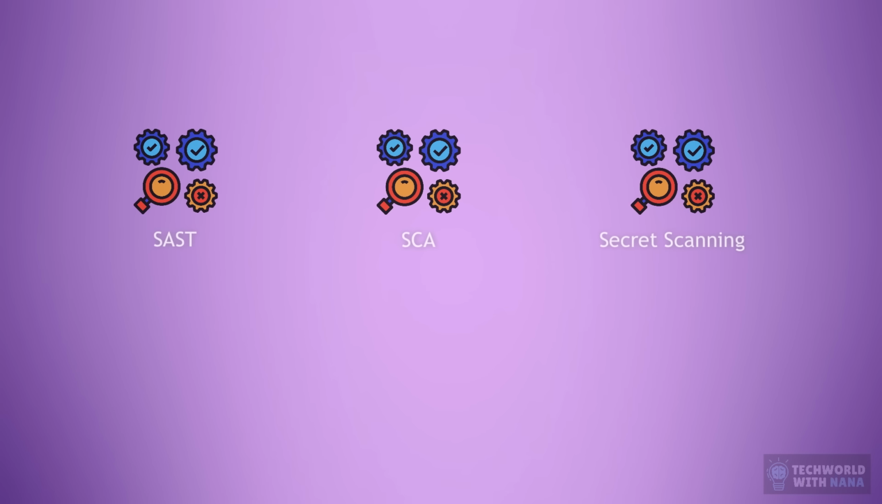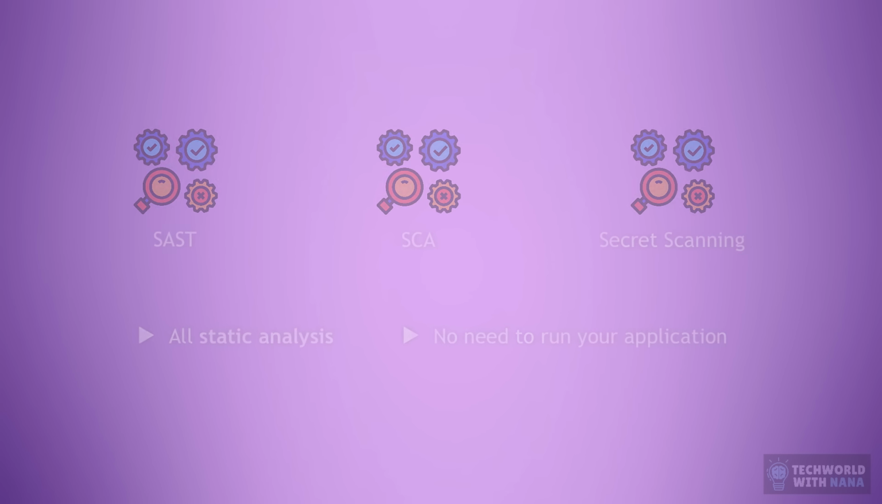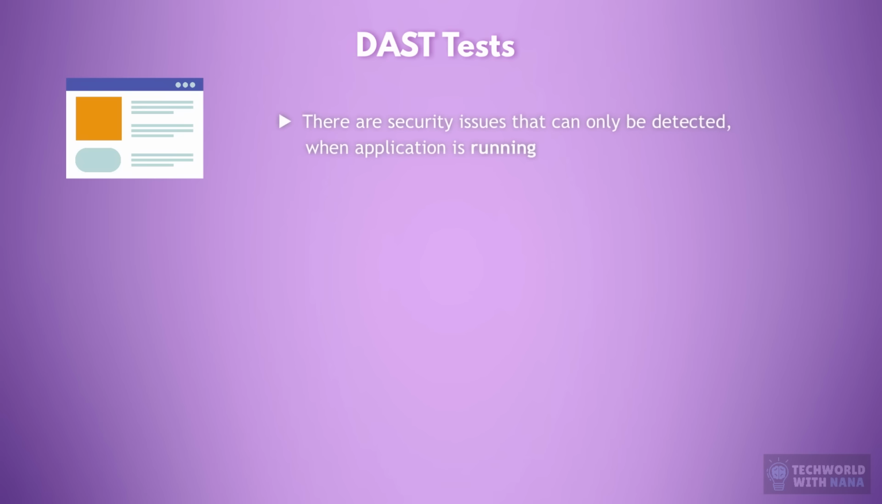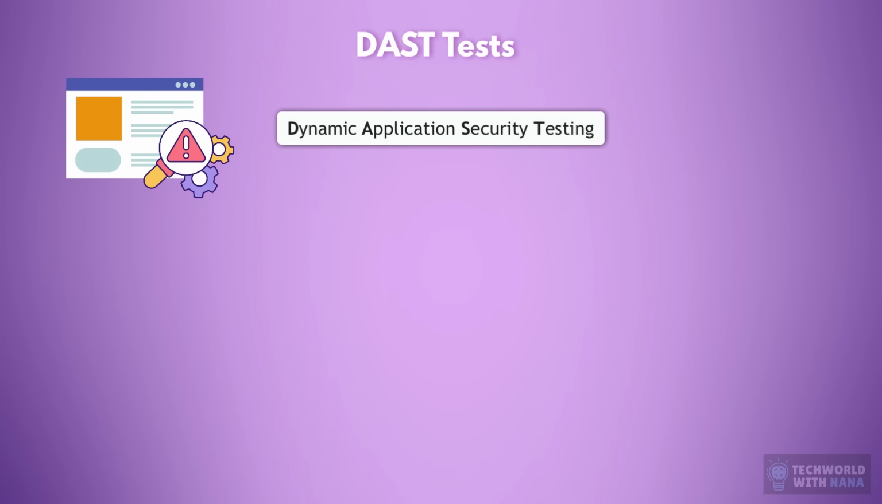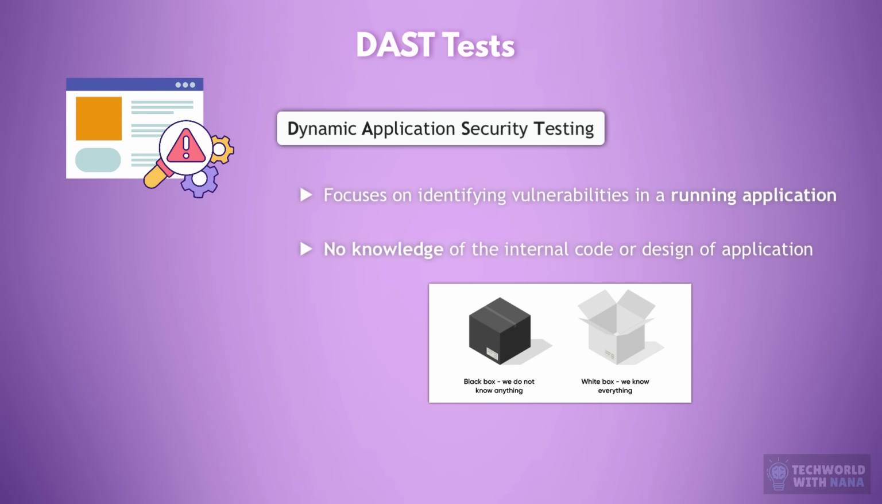Now, these are all static checks. So we're checking the code base. But there are some security issues that can only be caught when the application is actually running. And this is called dynamic application security testing, or DAST, which is a testing method that basically evaluates a running application to identify different vulnerabilities.